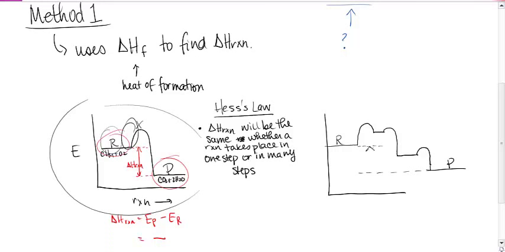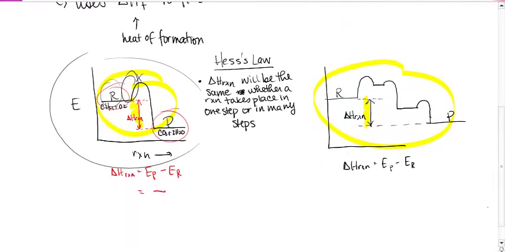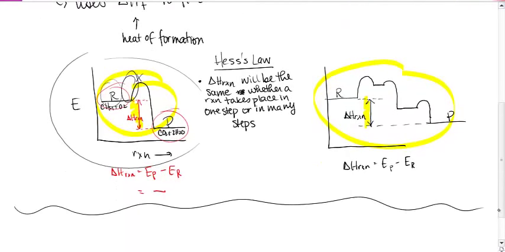Still, the difference between reactants and products, this heat of reaction, is going to be the same if it's taking place in one step, and it's exactly the same if it takes place in many steps. The difference between the products and the reactants is still going to be that exact same heat of reaction. So that's the idea of what we're going to be taking a look at, and why we're able to do some mathematical stuff.